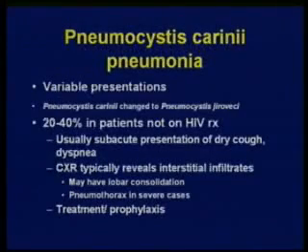So PCP. It's no longer called PCP, it's called Pneumocystis jirovecii, but nobody who's my age ever remembers to call it jirovecii. We still call it PCP, all right? But it's now Pneumocystis jirovecii. It occurs in 20 to 40% of patients not on HIV treatment.